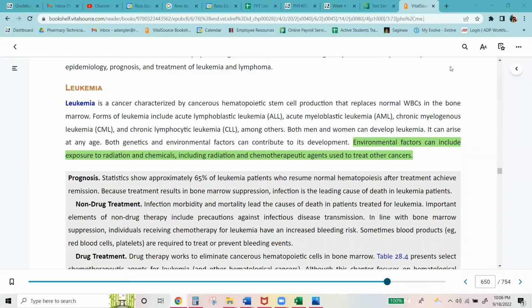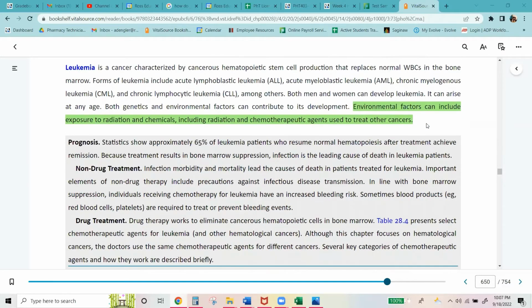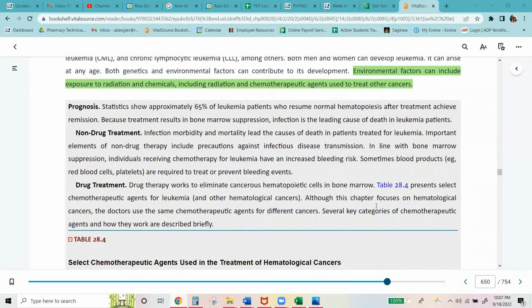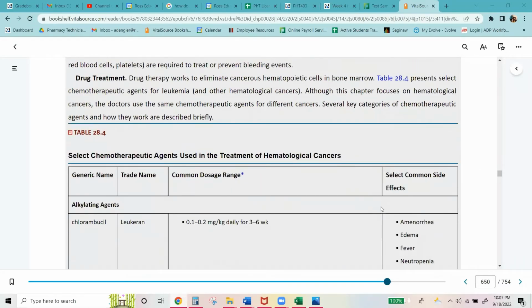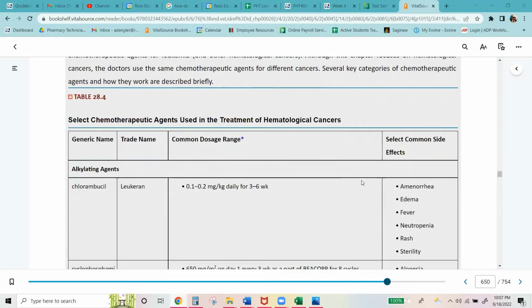Leukemia is a cancer characterized by cancerous hematopoietic cell production that replaces normal white blood cells in the bone marrow. Environmental factors can include exposure to radiation and chemicals, including radiation and chemotherapeutic agents used to treat others with cancer. Table 28.4 lists select chemotherapeutic agents used in the treatment of hematological cancers.